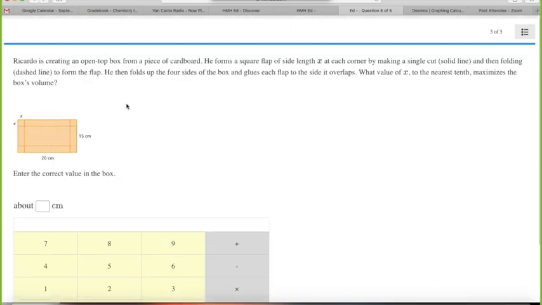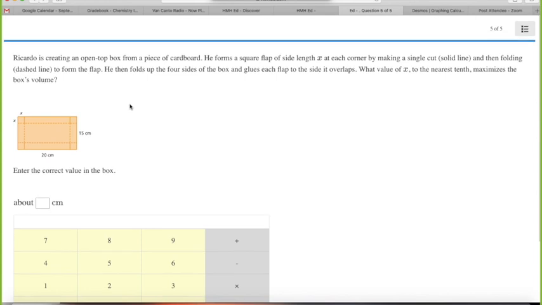Just kidding. Last but not least, Ricardo is creating an open top box. This should sound familiar. From a piece of cardboard, he forms a square and the flaps side length x at each corner by making a single cut. Blah blah blah. He then folds the four sides of the box and glues the flaps together. What x to the nearest tenth maximizes the box's volume?